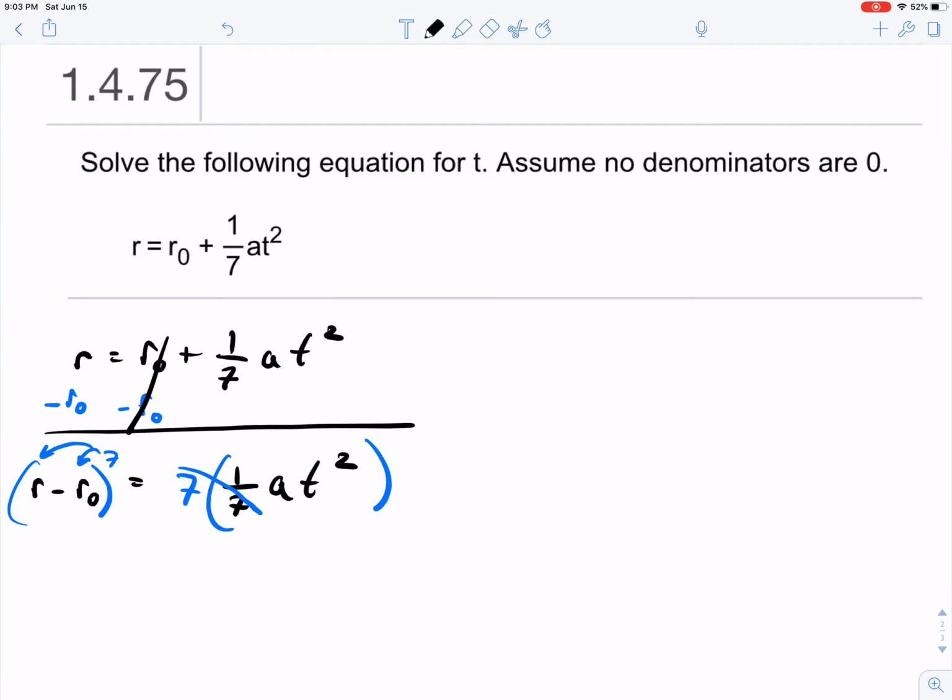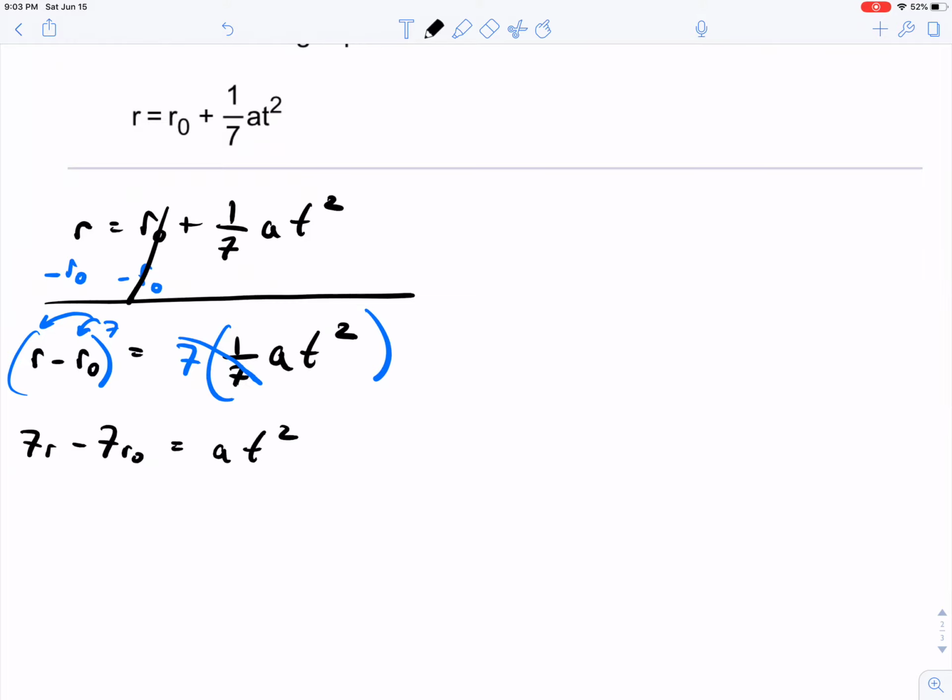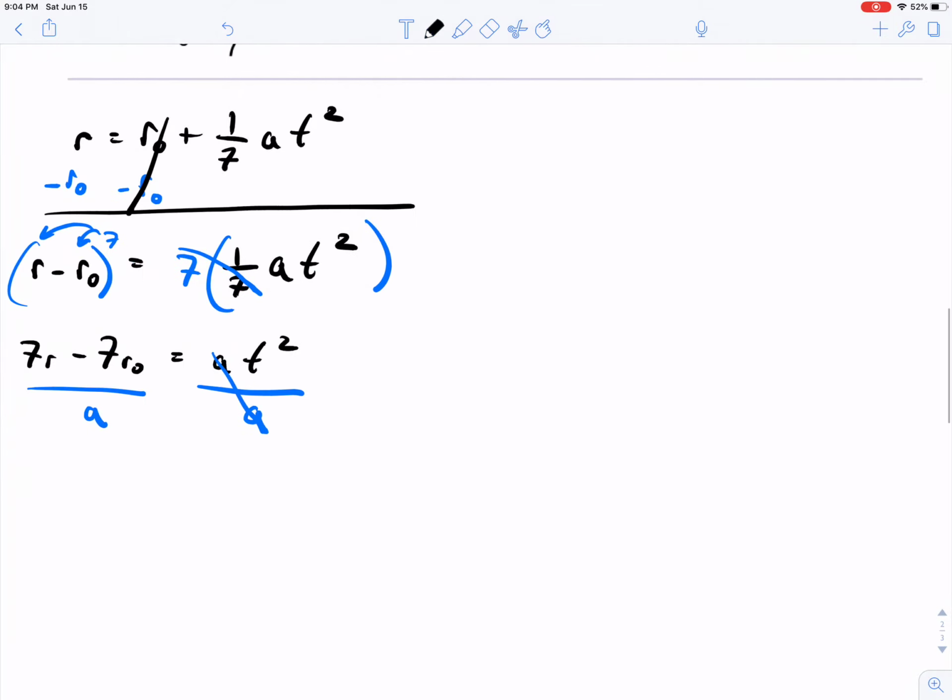So then on the left, we get 7r minus 7r naught equals a t squared, right? We're still moving the other variable away from the t, so we're going to divide by a on both sides. We can adjust the form as needed. On the right-hand side, they cancel each other. I'll adjust the form to match the answer, but this all really means the same thing. t squared equals that. One final step.